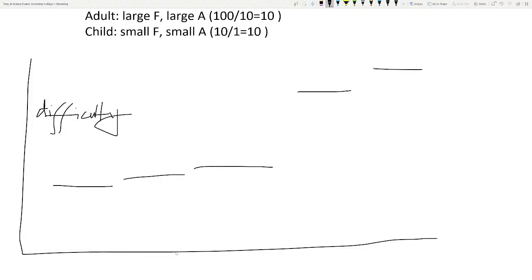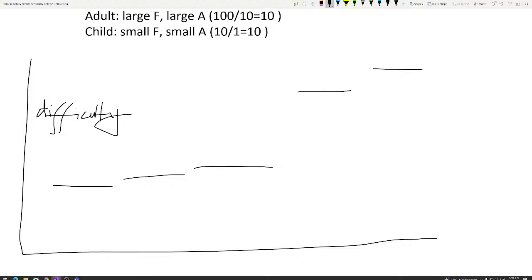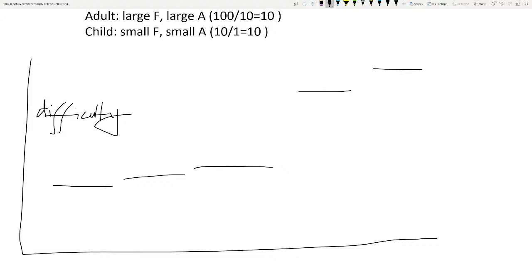Sorry, it's just because my pen's not working. That's why I can't write as well as I normally could. Hopefully I can fix it and it'll work better next time.